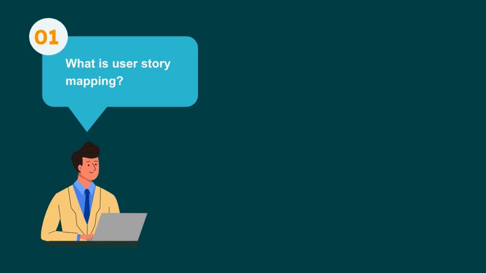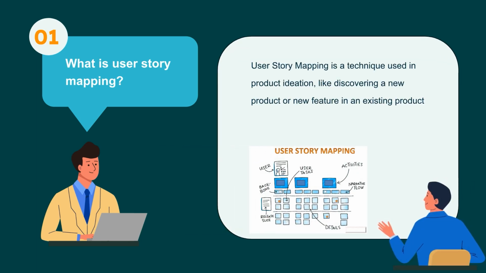What is user story mapping? User story mapping is a technique used in product ideation, like discovering a new product or new feature in an existing product. It can be used to identify MVP.